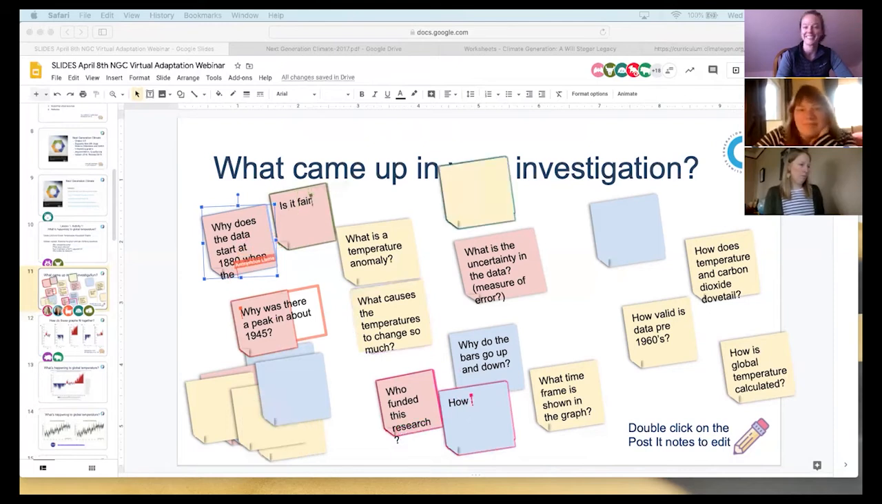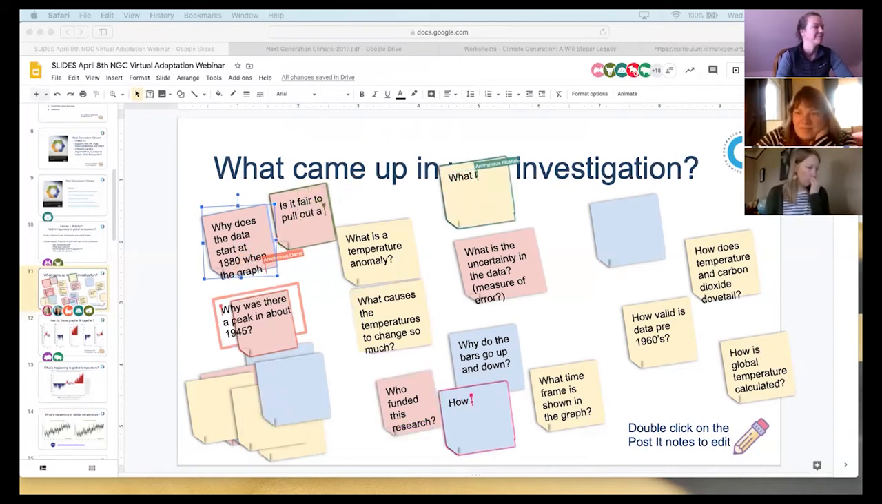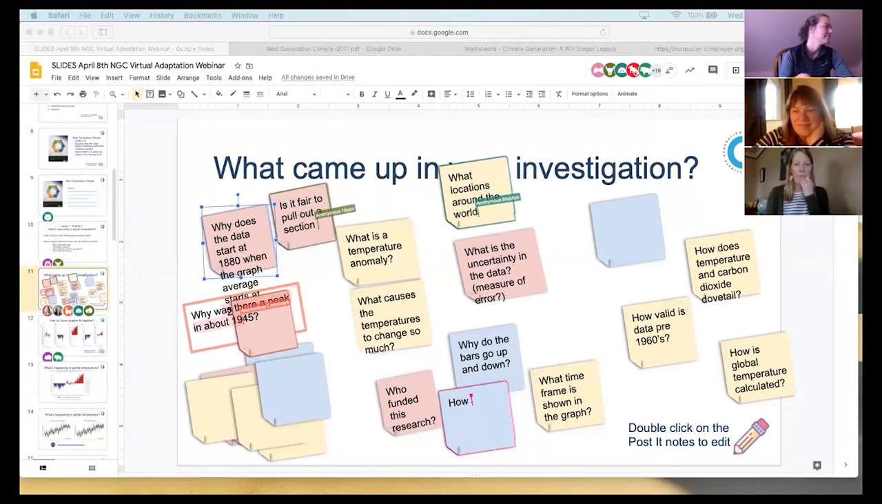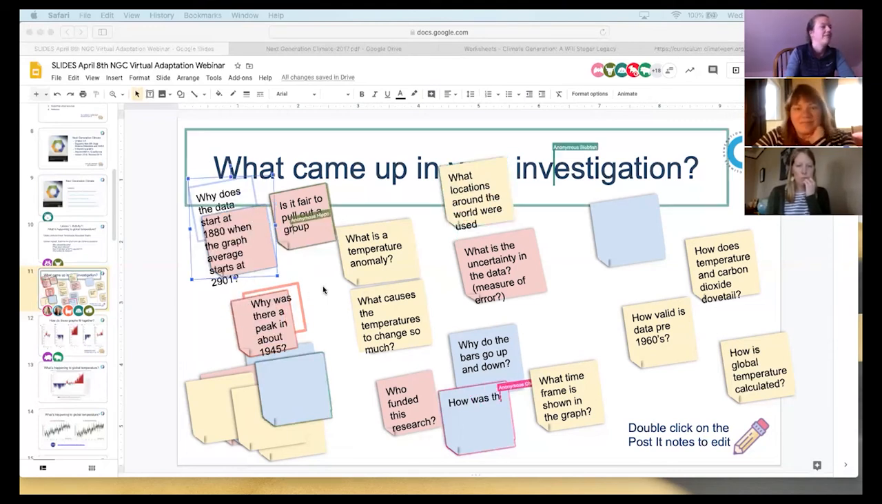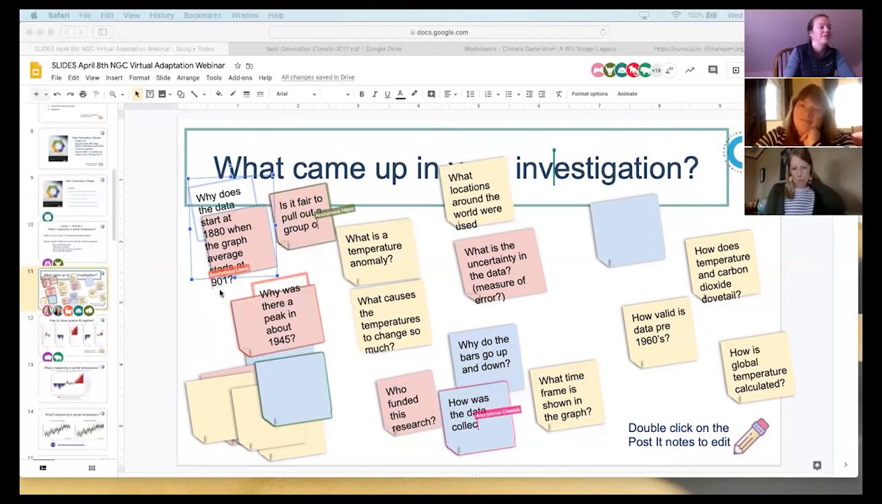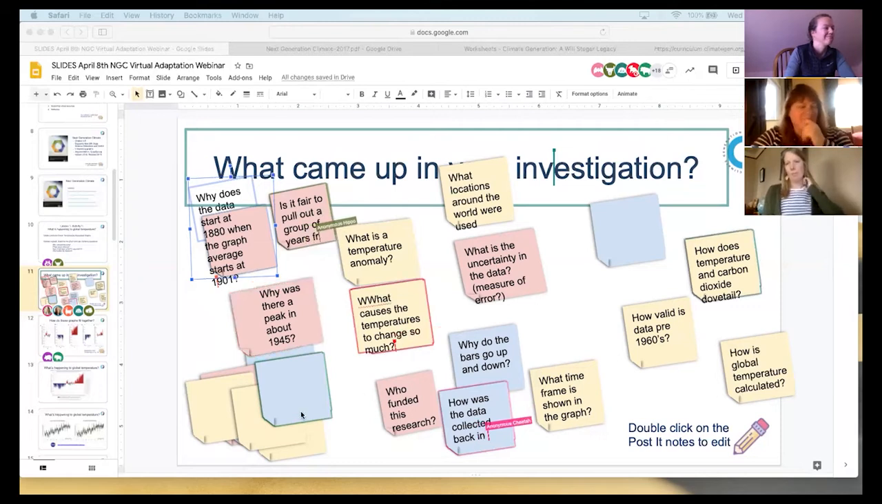Some really great questions in here. How does temperature and carbon dioxide dovetail? What's the uncertainty in the data? Why does data start at 1880 when the graph average starts at 1901? Why was there a peak at 1945?